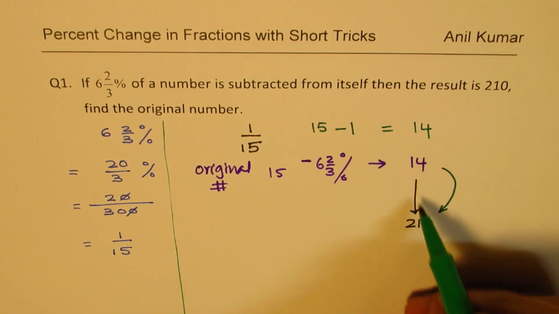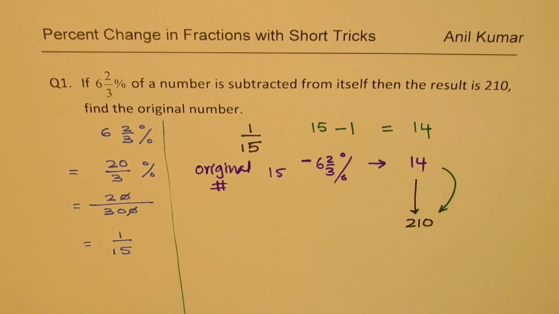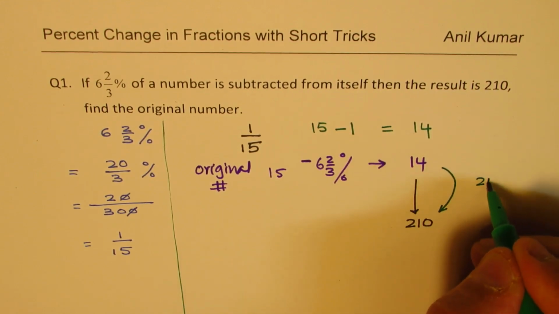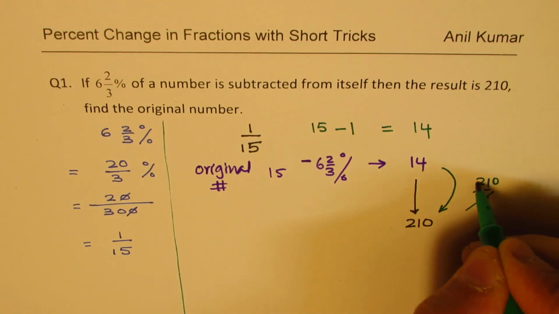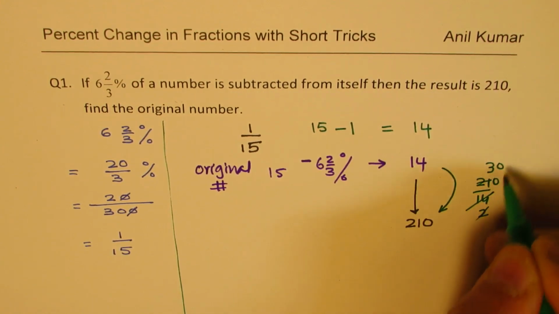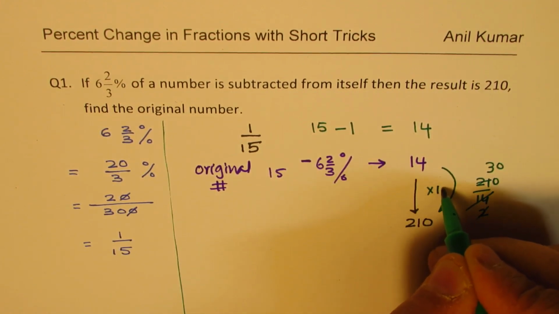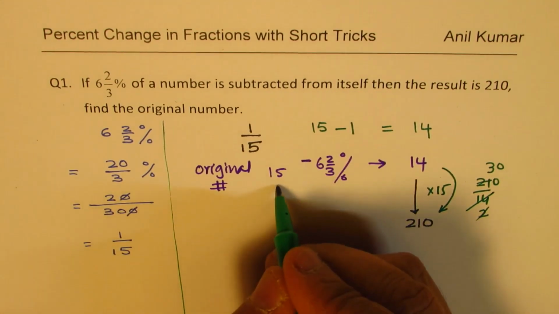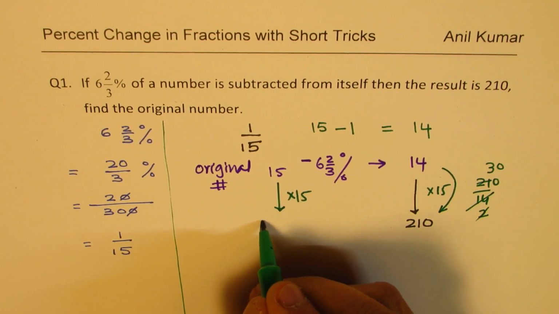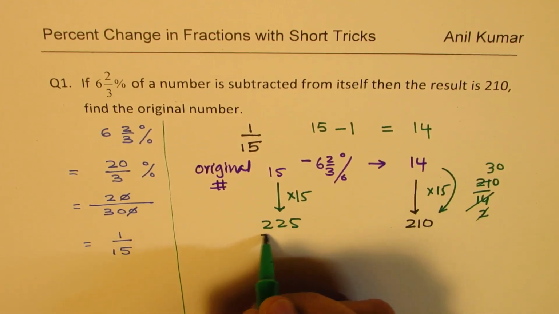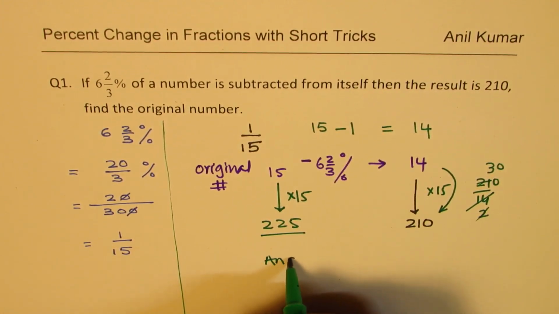So how do you get 210 from 14? You can divide 210 by 14. So you could do it on the side, 210 divided by 14. 7 times 2, 7 times 30, it is 15. So we know it is times 15. That means the original number should have been 15 times 15, which is 225. So our answer is 225.